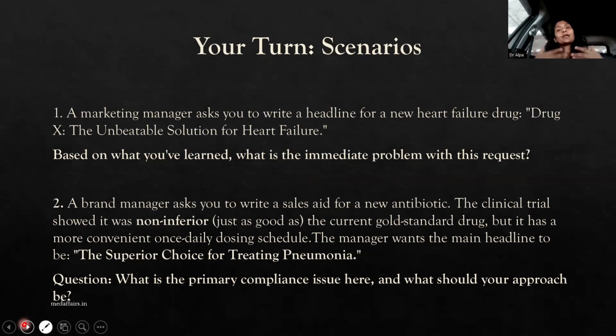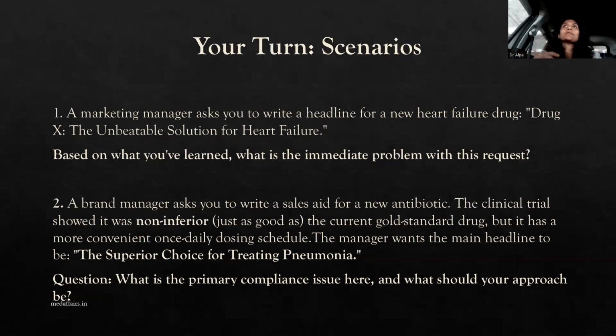Let us try to attempt some of the real practical scenarios. So let us discuss them. First one being a marketing manager asks you to write a headline for a new heart failure drug. Drug X, the unbeatable solution for heart failure. Based on what you have learned, what is the immediate problem with this request?